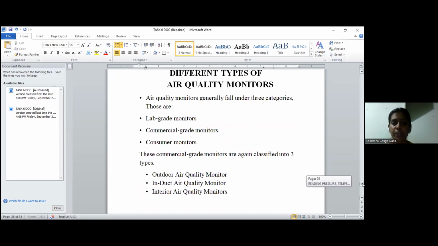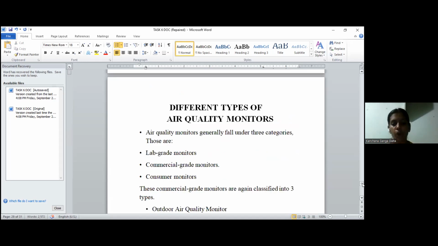So what are the different types of air quality monitors we have? See, if we want to know how the sensors are working, how the data is extracted from that sensor, how to calculate the data, how the code has to be written and inserted into it, and how the simulation works, we have seen everything here. So what if someone wants to know the different types of air quality monitors using all those sensors? According to the different kinds of sensors used and the application of use, these are categorized into three types. One is lab grade, another one is commercial grade, and the other one is consumer grade.